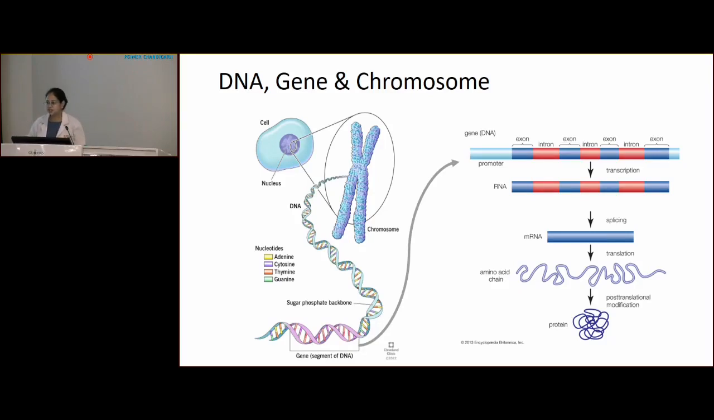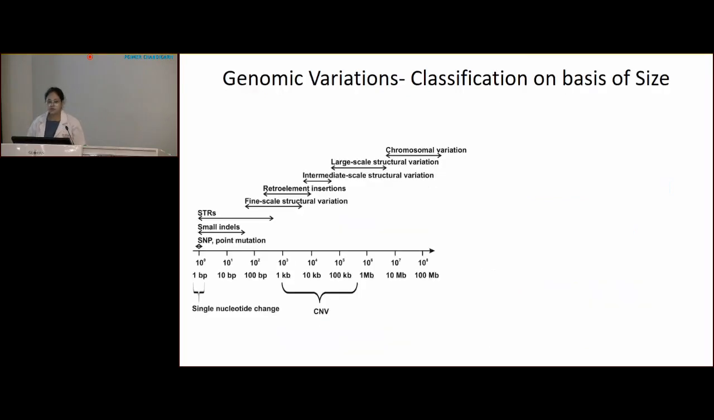Now, whenever there is a change in the sequence or the structure of the gene, this protein gets hampered and that manifests into the phenotype of your disease. So that is why it is important to understand the sequence and the structure of the gene. So we can classify the genomic variation on the size.